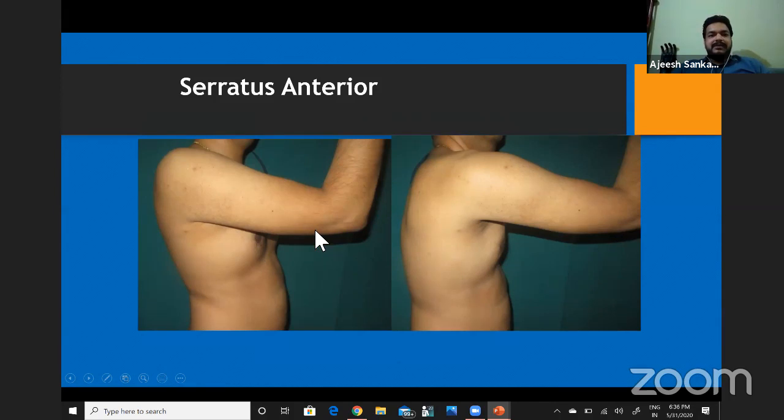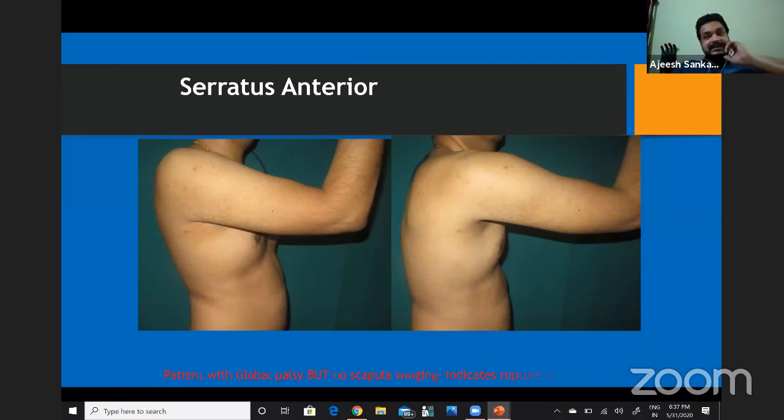Or another method would be to support the arm at the level of the elbow and then try to see if the patient is able to move the shoulder forward. So like you can see here, this is a normal individual. They're able to move the shoulder from this position forwards, and we can palpate for the medial border of the scapula. And if that also moves laterally, we know that the serratus anterior must be working.